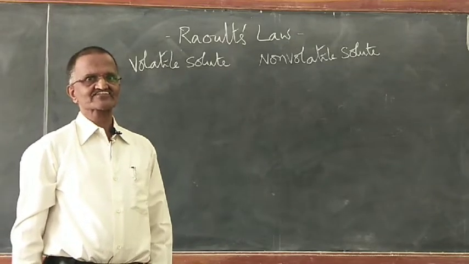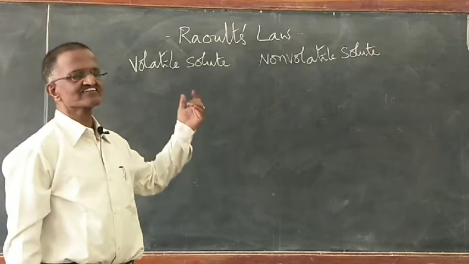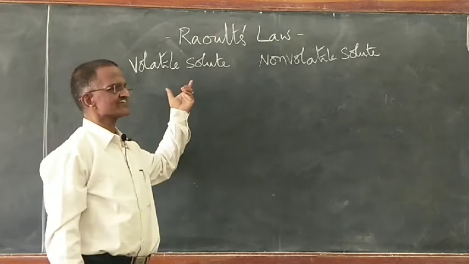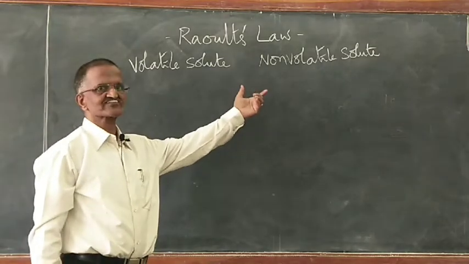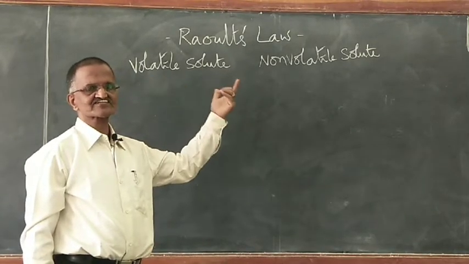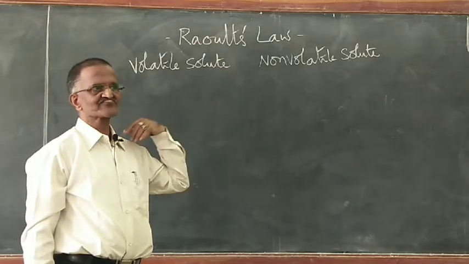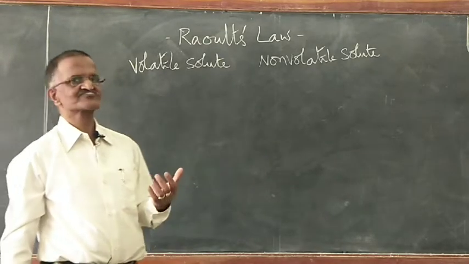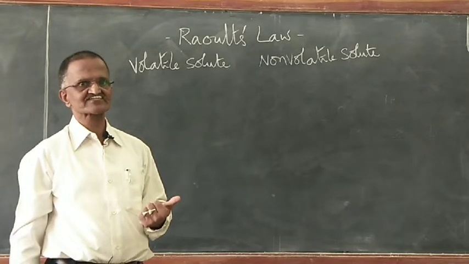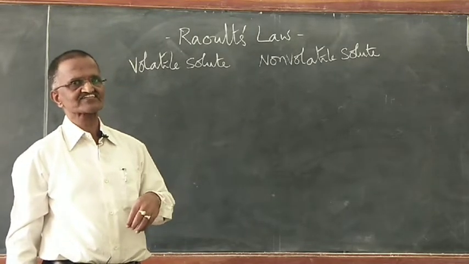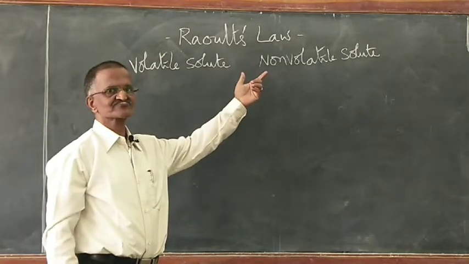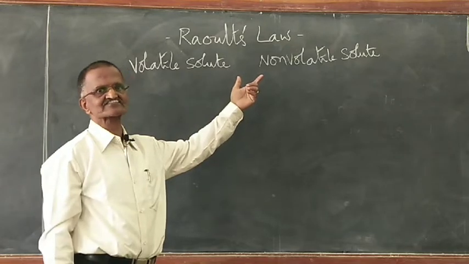So far we have arrived at Raoult's law, and for that we understood what is a volatile solute, what is a non-volatile solute, what is a binary solution, solutions in different states. So now we will concentrate on solutions which are in liquid state. When I have a solution in liquid state, the solute present in that can be a volatile solute or a non-volatile solute. This is what we discussed in the previous classes.